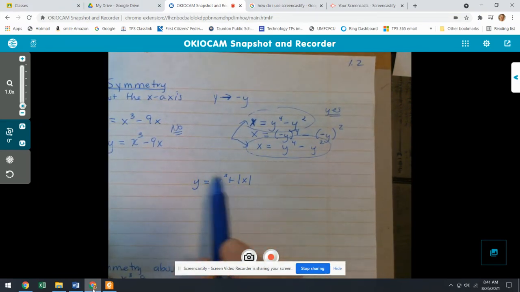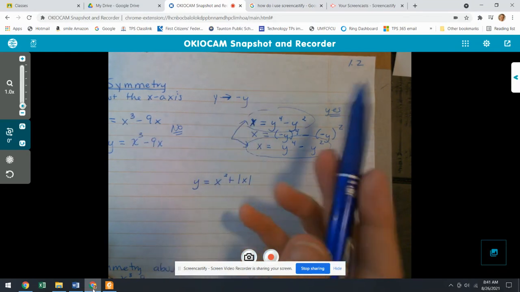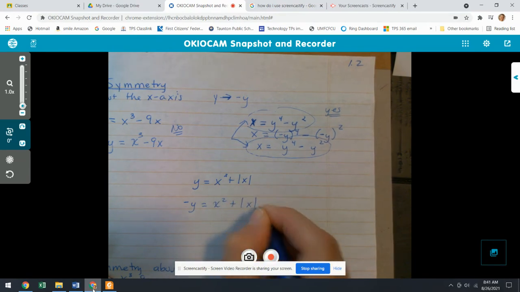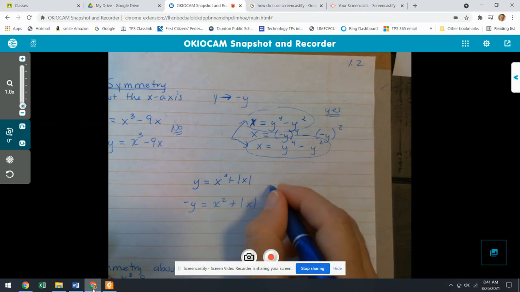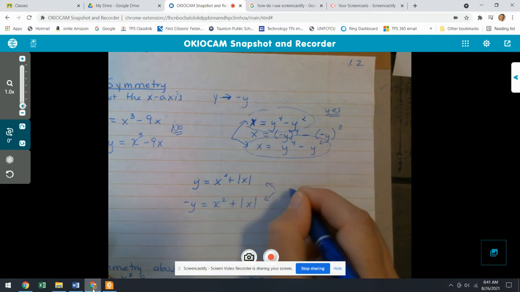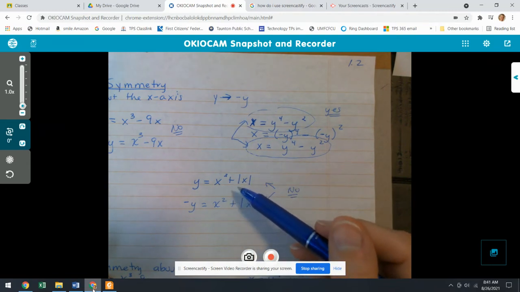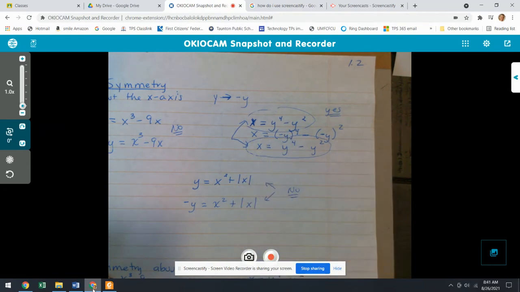Again, we're going to copy this. Wherever we see a y, we're going to put in the opposite of y. So we have the opposite of y equals x squared plus the absolute value of x. There's nothing to clean up here. So we can see when we compare these two things that they do not match. So this equation does not have symmetry with respect to the x-axis.